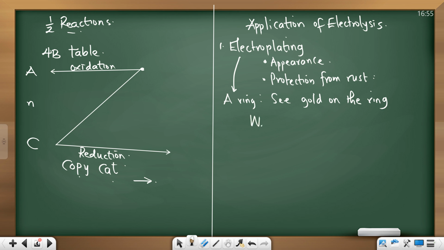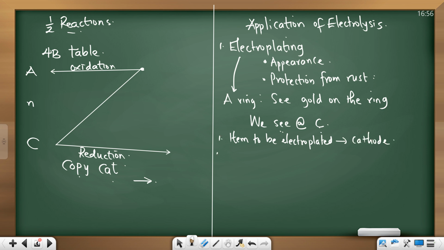This is what I like to say: we see at C. We see at the cathode. So the ring must be at the cathode. Whatever I want to electroplate must go where? Because I want to see gold on the ring, so I can only see at what? C. So whatever needs to be electroplated must be at the cathode. Item to be electroplated should go to the cathode.